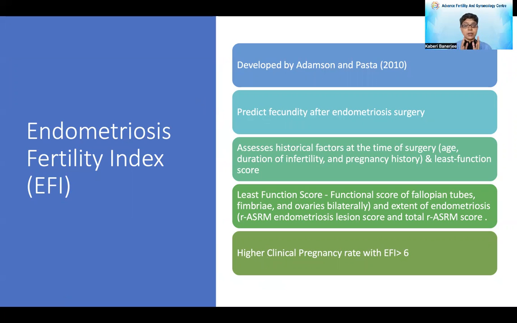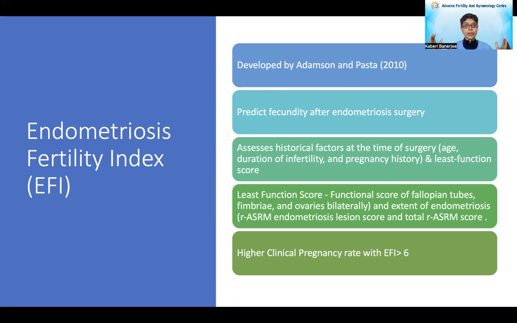We need to find out the potential of a patient to get pregnant after all our tests, if infertility is her main symptom. So not only do you see the ASRM findings, the AFS scoring, you also look at historical factors like duration of infertility, age, and something called the least function score, where you do the functional scoring of the fallopian tubes, the fimbria, and how the attachment of the tubes to the ovary is. Does it look functional? Can it pick up the eggs, or is it mildly dysfunctional?